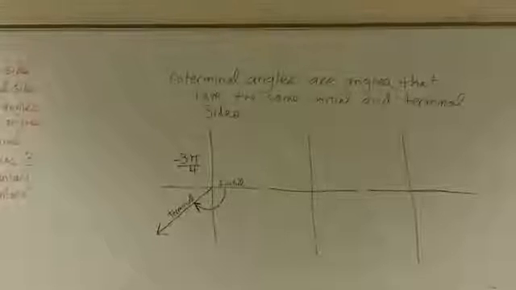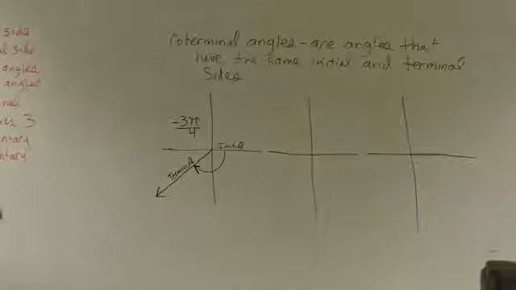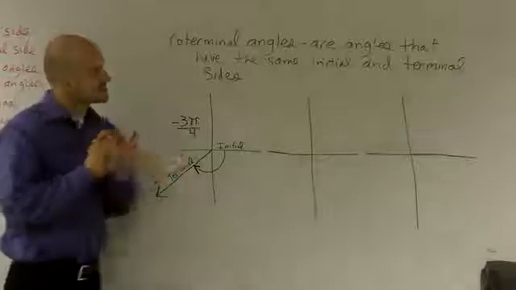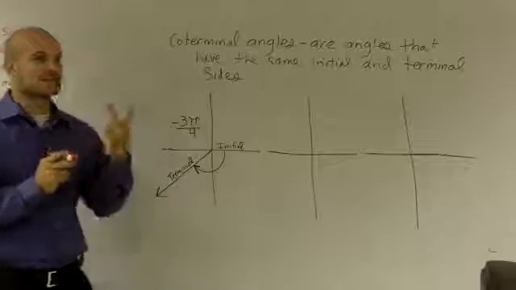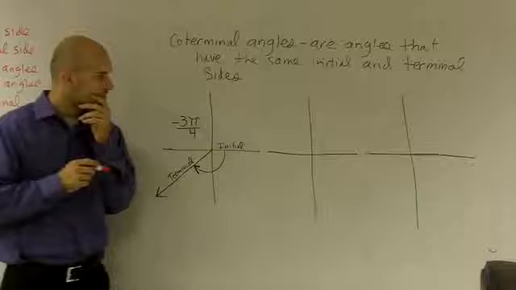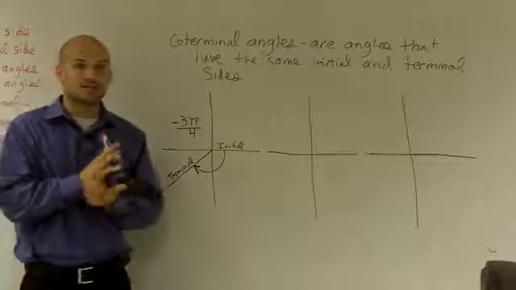Write it down. Once you have this written down, it's a process that's fairly easy to remember. What it says is we need to find coterminal angles, and for this problem you're going to find two coterminal angles. If you remember, coterminal angles are angles that have the same initial and terminal side.